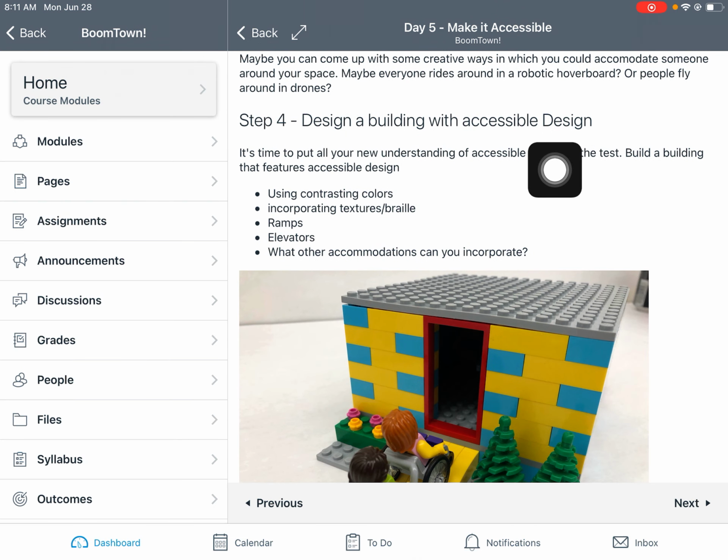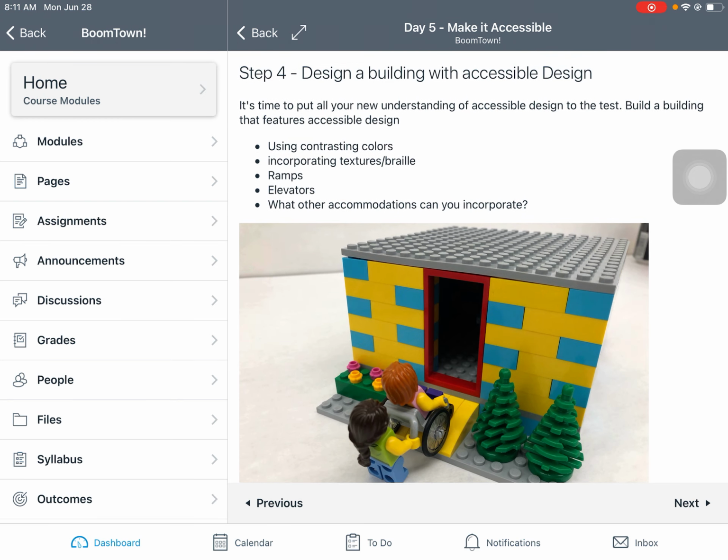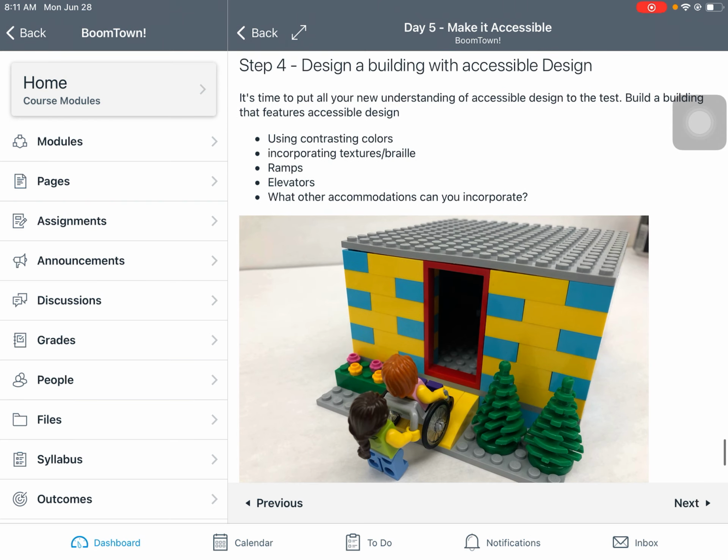So here's step 4. This is your final project today. This is what we're building, is another building. We're going to be doing lots of buildings during this camp. So I want you to do another building. It could be a redesign of what you did on Thursday, or you could do something completely new and really just showcase all of the different accessible design elements that we've talked about today. All right, so here's just some ideas like using contrasting colors, incorporating textures in Braille, ramps, elevators, signage, textures, all sorts of the things that we talked about.